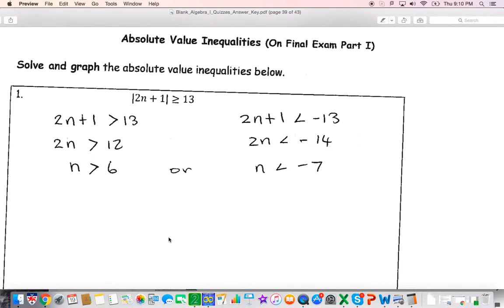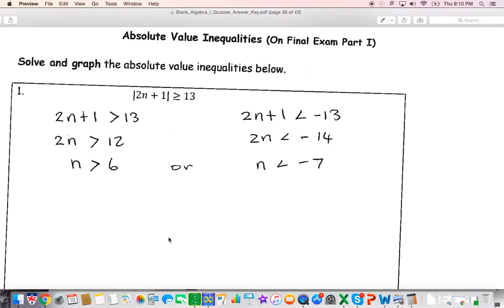Now we have an absolute value inequality quiz. And an absolute value inequality is two inequalities in one. So remember that here we have 2n plus 1 is greater than or equal to 13. So it automatically makes that inequality the inequality that it looks like.